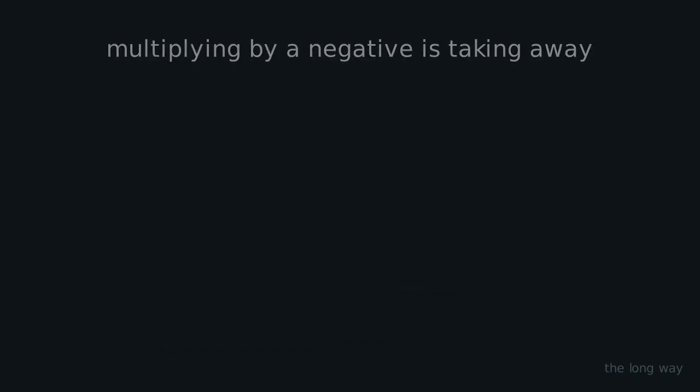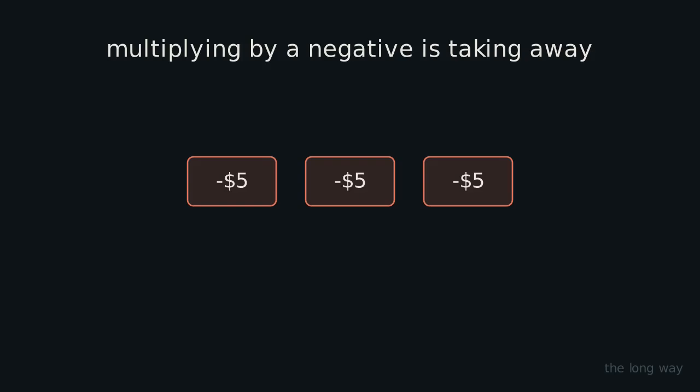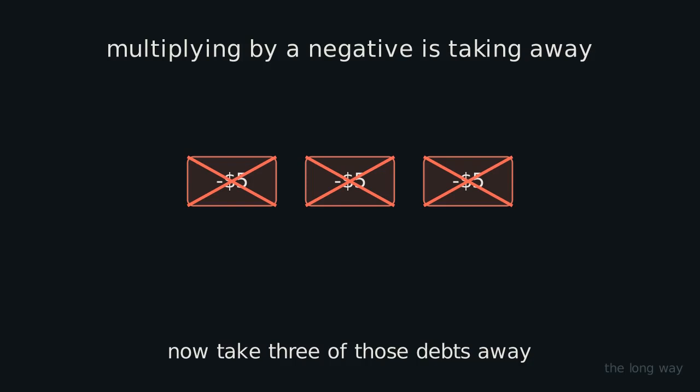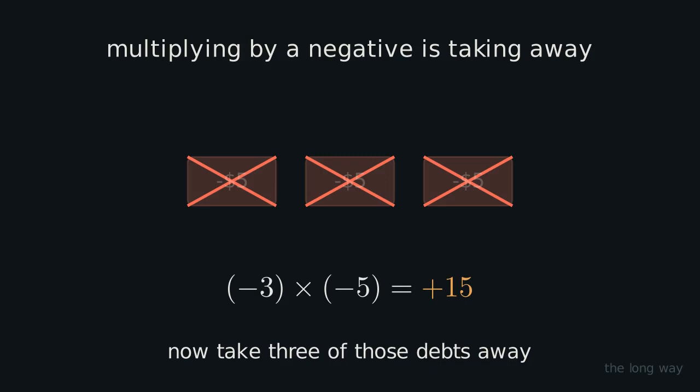But what does it mean to multiply by a negative? Multiplying by a negative is the opposite of repeating. It is taking away. So negative 3 times negative 5 means taking away 3 debts of $5 each. If someone wipes out 3 of your $5 debts, no cash landed in your hand, and yet you are $15 better off than you were. Taking away a debt leaves you richer. So negative 3 times negative 5 is positive 15. Removing what was dragging you down moves you up.